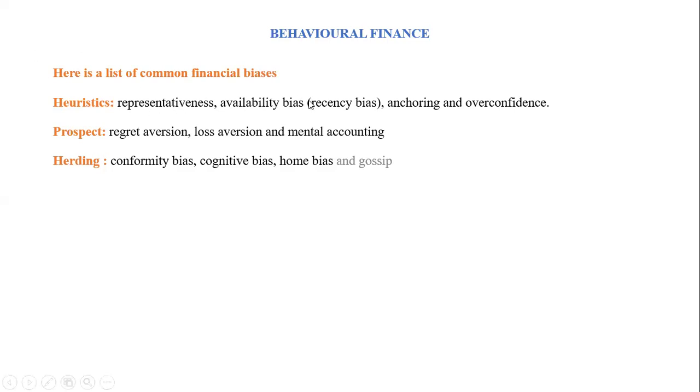Then we have availability bias. This is where you are tempted to assume that the recent behavior of a firm, or the recent performance, let me use performance because we look at performance, is likely to happen in future, or it's likely to continue in future. And then you base on that to make investment decisions. Then we have what?